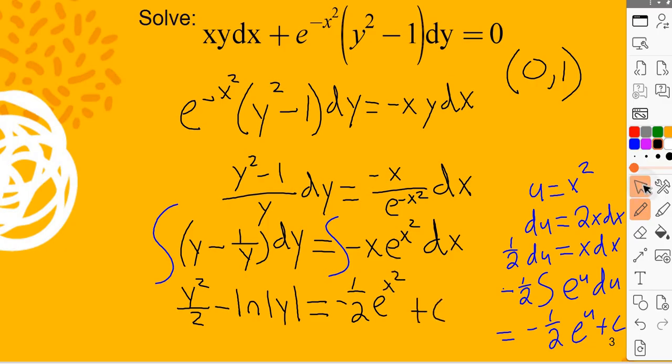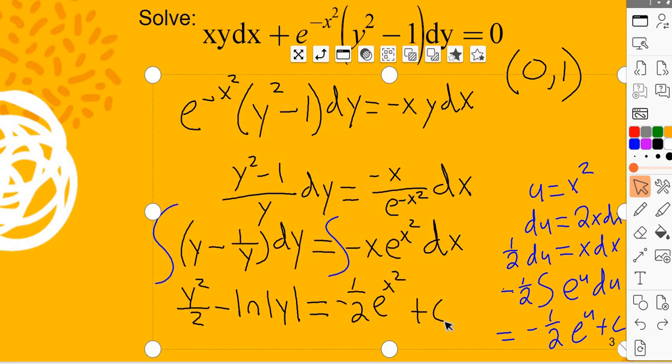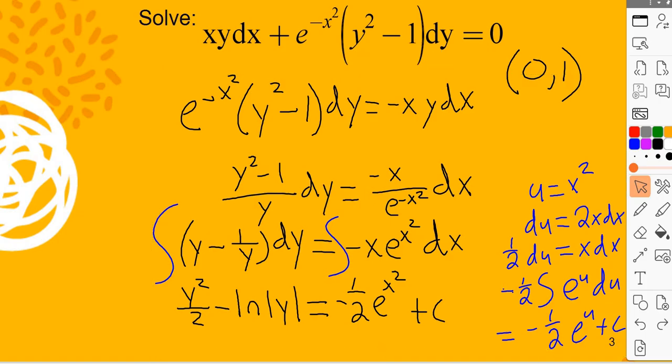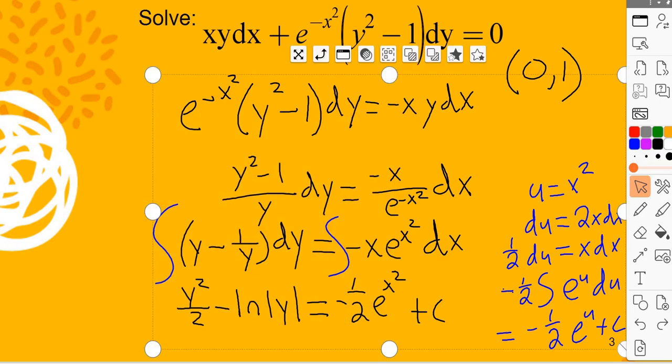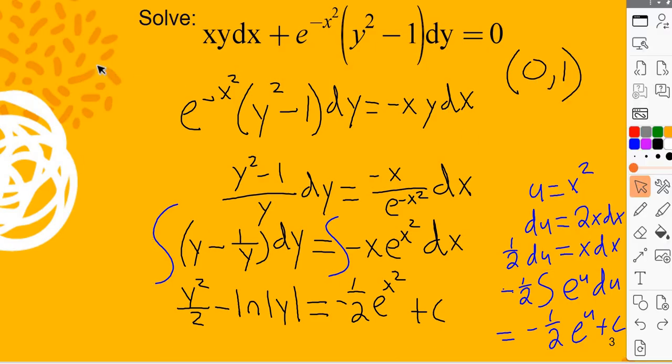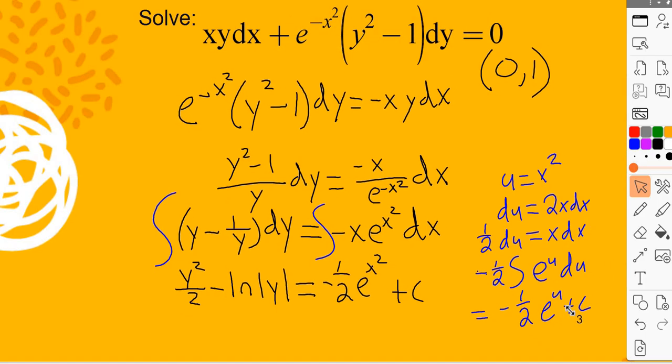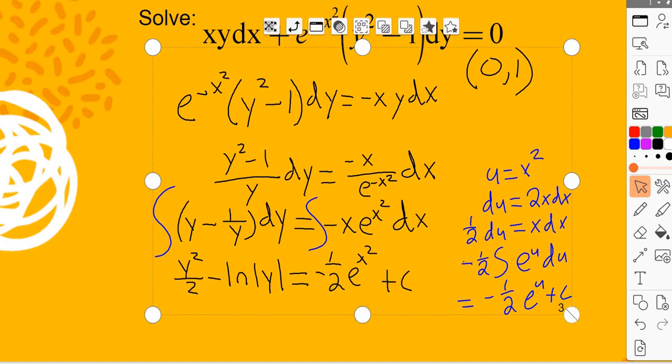Yes? So that would be our what? With the c in it. Final solution? No, not necessarily. General solution, yes? Are we okay with that? That is our general solution, but this time I gave you an initial condition. So what do we want to do with that initial condition then? Find c.